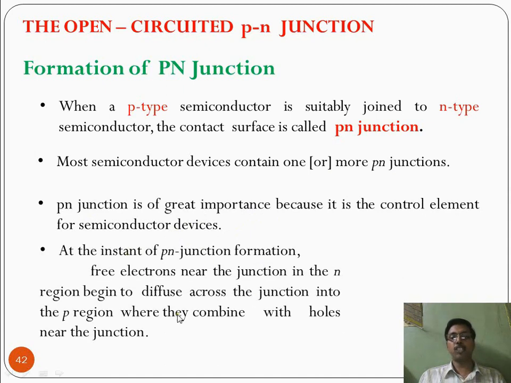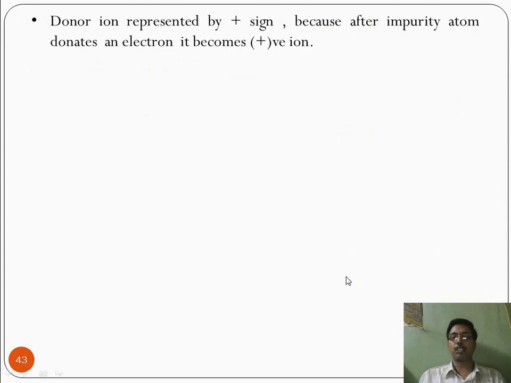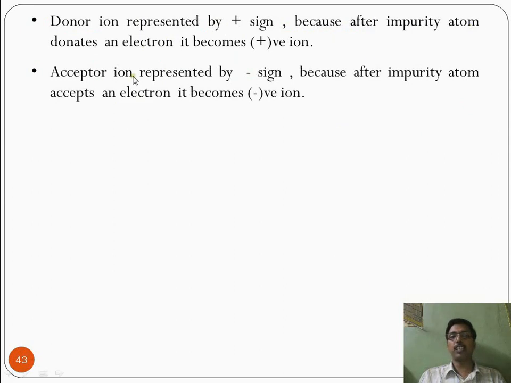At the instant of PN junction formation, the free electrons near the junction in the N region begin to diffuse across the junction into the P region. That is, while forming the PN junction, electrons near the junction diffuse across the junction and move towards the P region, where they combine with the holes near the junction. The donor ion is represented by a positive sign, because after the impurity atom donates an electron, it becomes a positive ion. The acceptor ion is represented by a negative sign, because after the impurity accepts an electron, it becomes a negative ion.